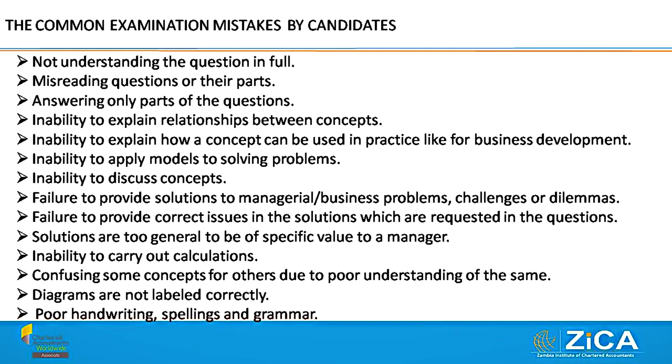Solutions are too general to be of specific value to a manager. Inability to carry out the calculations. Probably we may have problems with mathematics, but we don't expect that from a student who is pursuing an accounting qualification. Confusing some concepts for others due to poor understanding of the same. Diagrams are not labeled correctly. And also, as we said earlier, poor handwriting, spelling, and grammar.